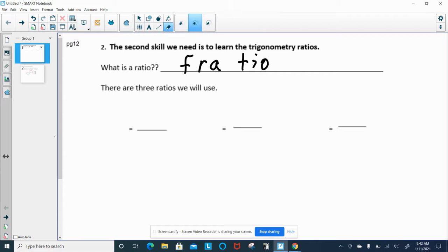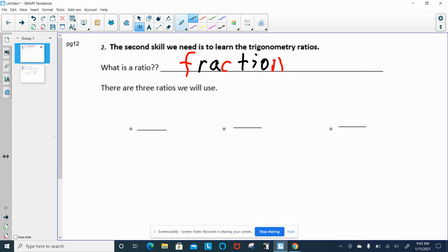And actually what I am going to do is I'm going to write the word fraction, but I'm going to include these other letters in red. That way you can see the word ratio jumping out at you. It is just a fraction. So that means it has a numerator and it has a denominator.